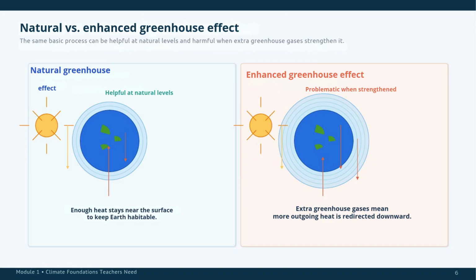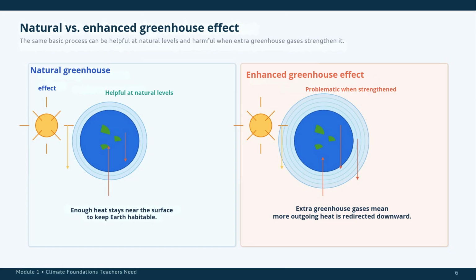This is why we don't want to teach students that the greenhouse effect is bad, because that's a little too simple and it creates confusion when they hear climate change and then they hear greenhouse gases. The more accurate teaching point is to say the natural greenhouse effect supports life, and the enhanced greenhouse effect, or too much greenhouse gases, is the problem because it strengthens the warming of Earth.